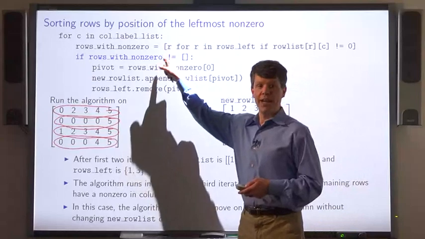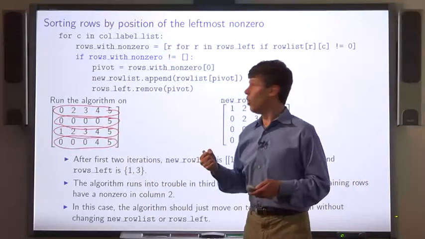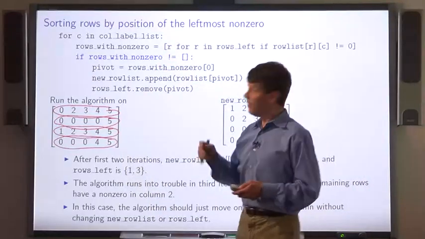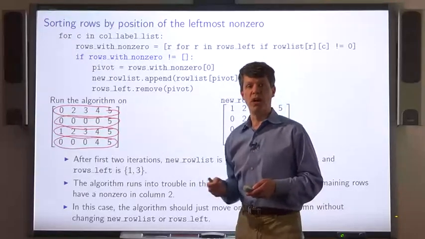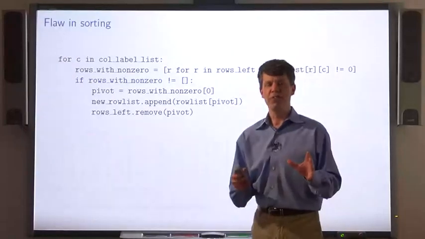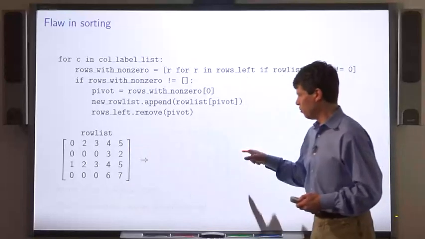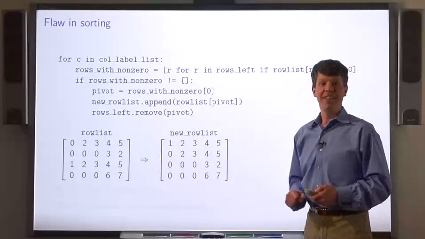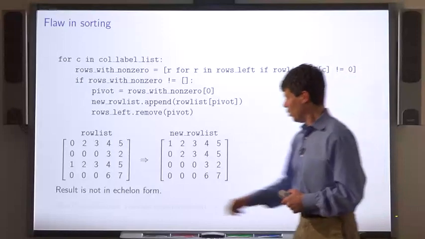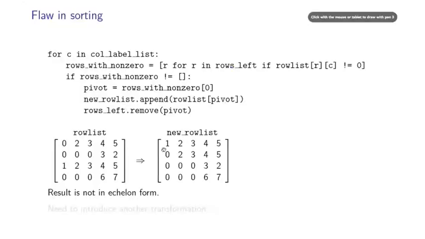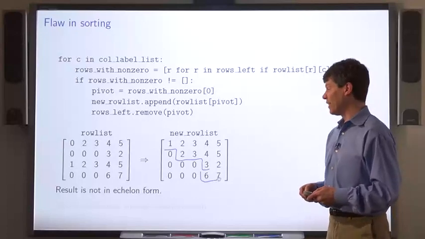So we add a check to make sure that there are some rows with non-zero elements. If not, the algorithm just moves on to the next column. The algorithm's still not correct. Let's see how it works on this matrix. It'll produce this matrix, which unfortunately is not an echelon form. We don't have this nice staircase going down because, whoops, this is non-zero. So we're going to need to make a change to the algorithm.